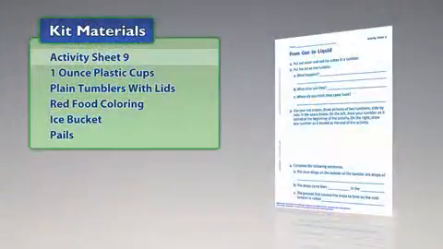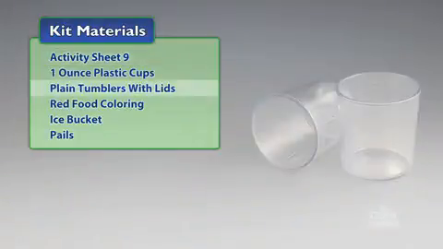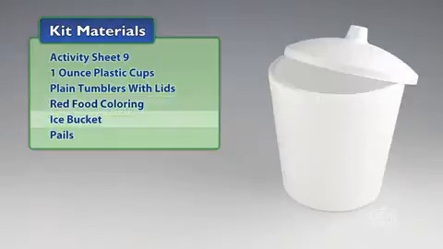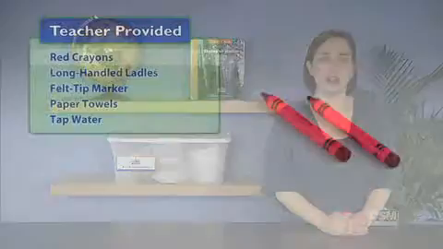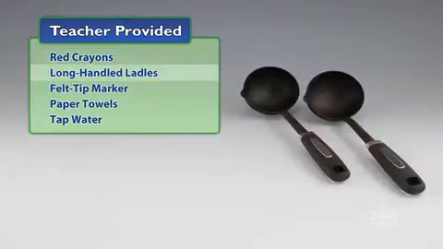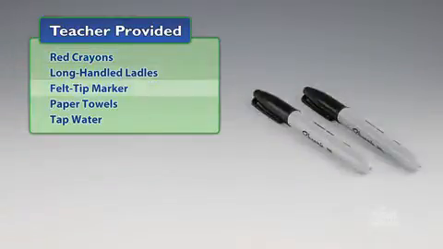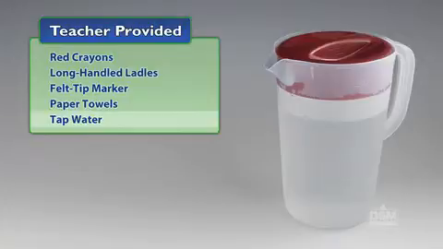You will need the following materials from the kit: Activity Sheet 9, 1-ounce plastic cups, plain tumblers with lids, red food coloring, ice bucket, and pails. You will also need to provide red crayons, long-handled ladles, black felt-tip marker, paper towels, and tap water.